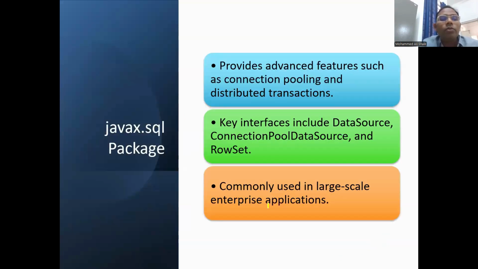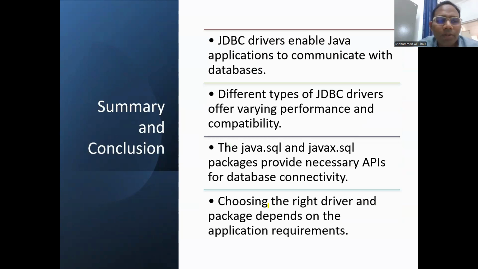The javax.sql package provides advanced features such as connection pooling and distributed transactions. If you are handling distributed transactions, please go ahead with that one. Key interfaces include DataSource, ConnectionPoolDataSource, and XADataSource. It is commonly used in large-scale enterprise applications.